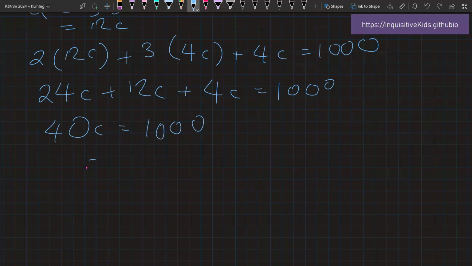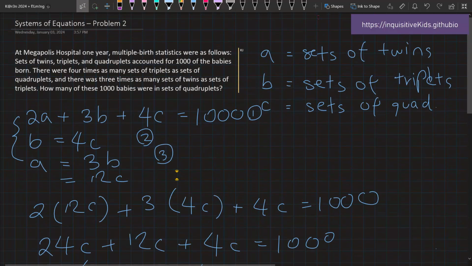Now we can divide 40 from both sides, and this gives us 25. So the number of sets of quadruplets that were born would be 25.